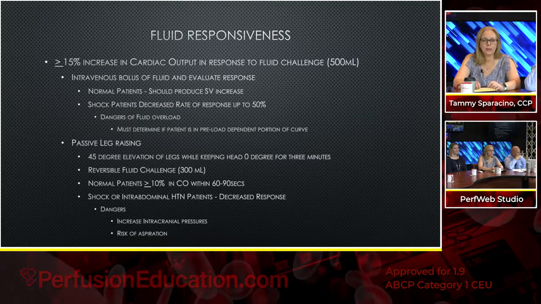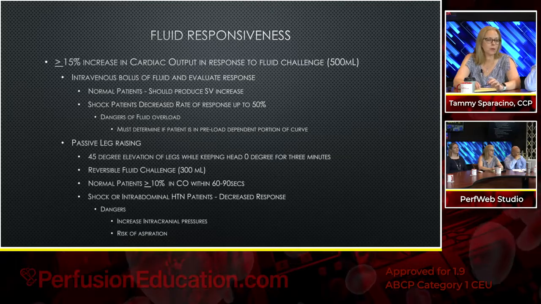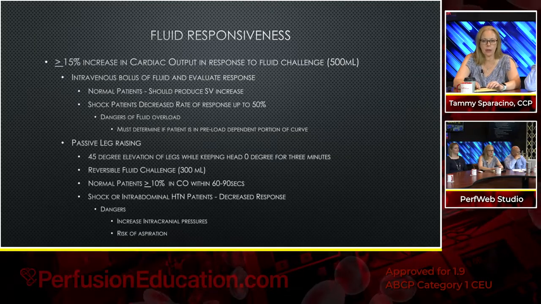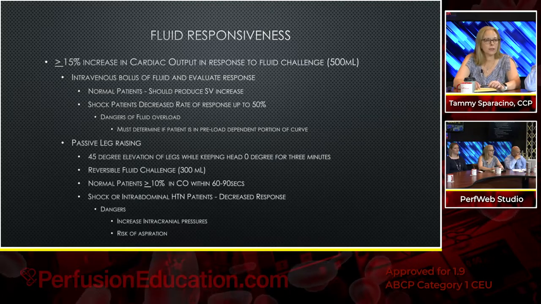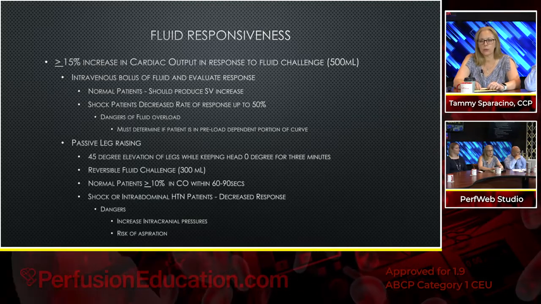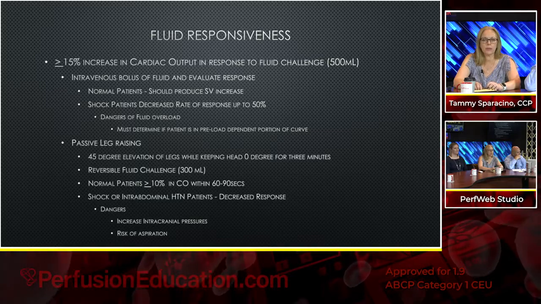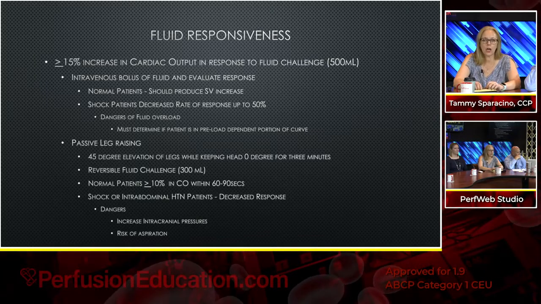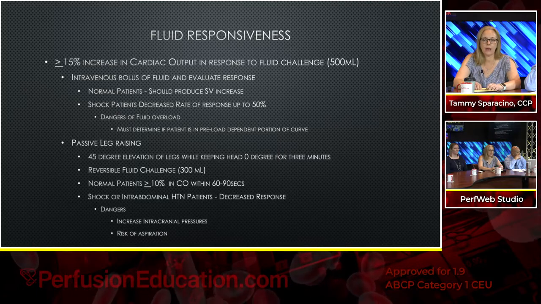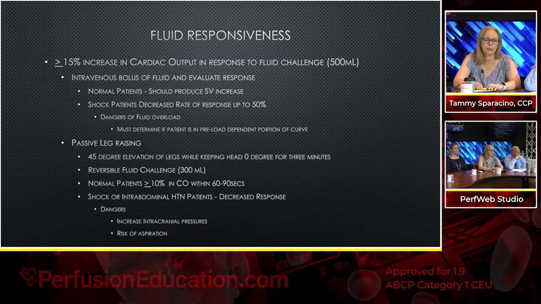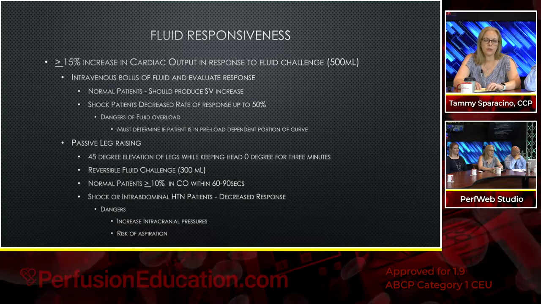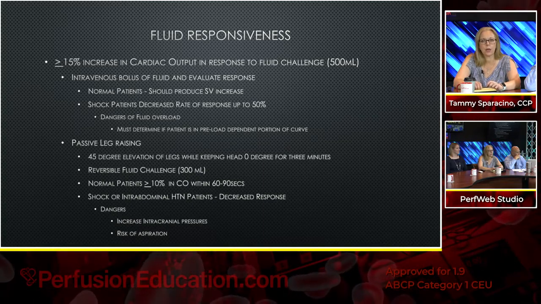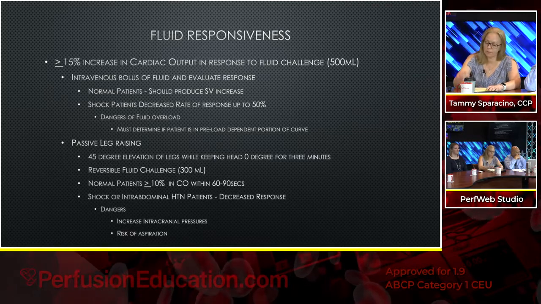So, of course, that's similarly done, but it's reversible. And it's only about, on average, 300 mLs. Normal patients will have a 10% or greater increase in cardiac output within the first 60 to 90 seconds. Now, shock patients or patients that have abdominal hypertension will have a decreased response. Of course, there are some dangers along with that, which are increased intracranial pressures and risk of aspiration.